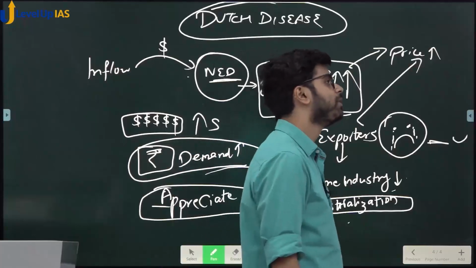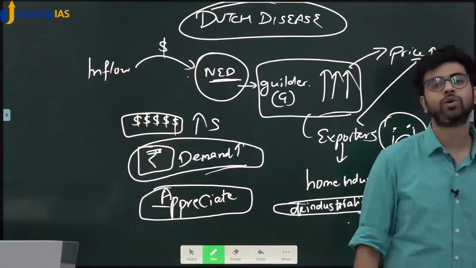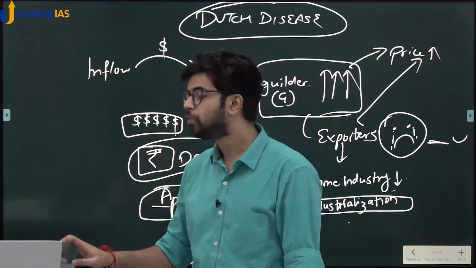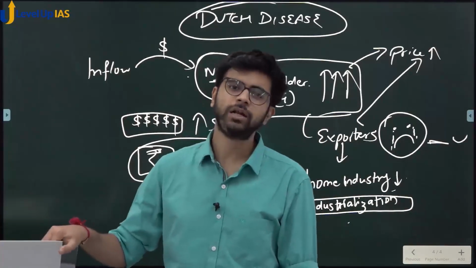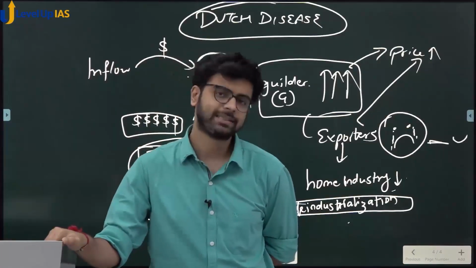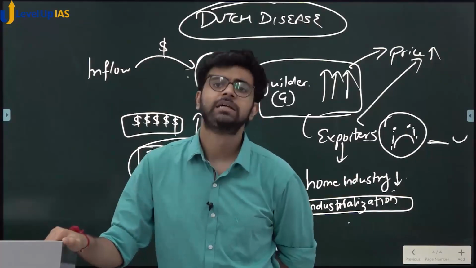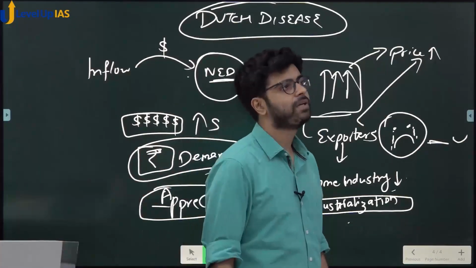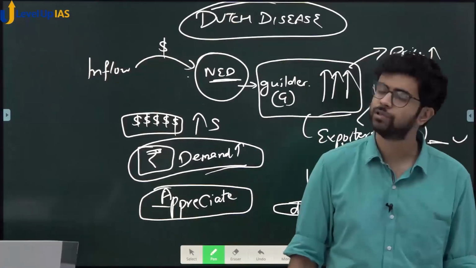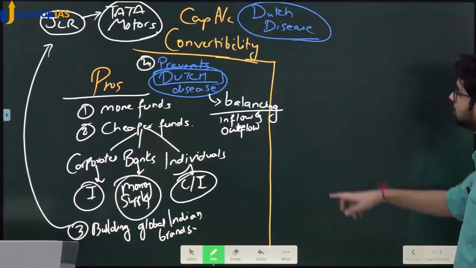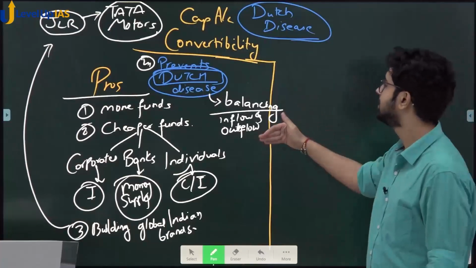So importers should only be encouraged when we don't have an option to make in the country. Yes or no? We don't have an option to make fuel or oil in our country because we don't have that many accessible reserves. Reserves hai, but accessible nahi hai, explorable nahi hai, feasible nahi hai. So that is why we import oil. So unless it is absolutely necessary, you should not encourage imports. You should always encourage exports. So this is how it prevents Dutch disease, by balancing the inflow and outflow.